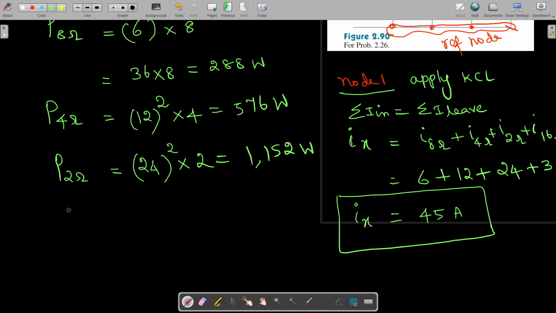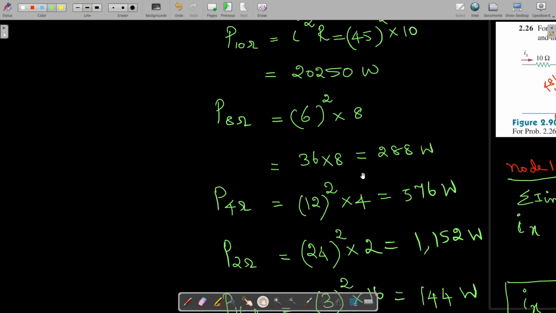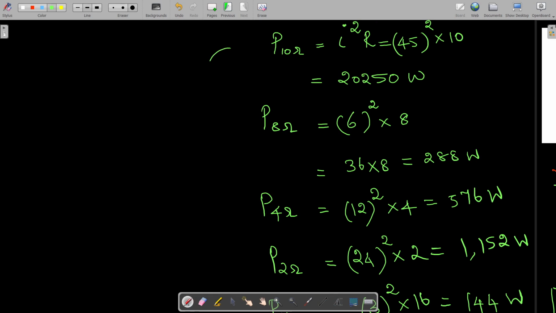Then the last one is the power through this 16 ohm resistance, where the current is given as 3 amps, isn't it? So 3 square into 16. So it is 9 into 16, which is equal to 144 watts. So the total power absorbed can be calculated by adding all these powers. So all these powers should be added to get the total power absorbed.